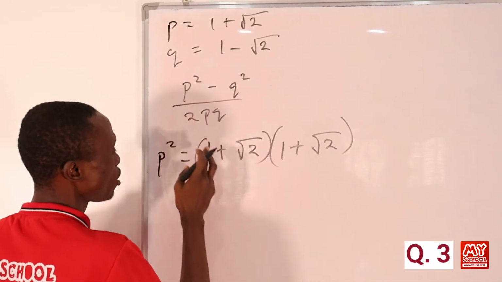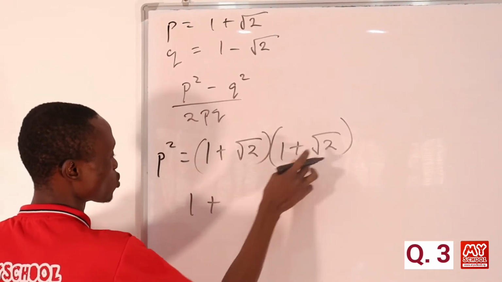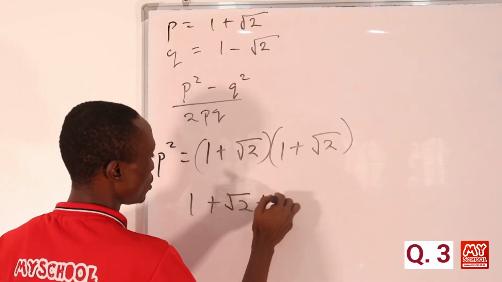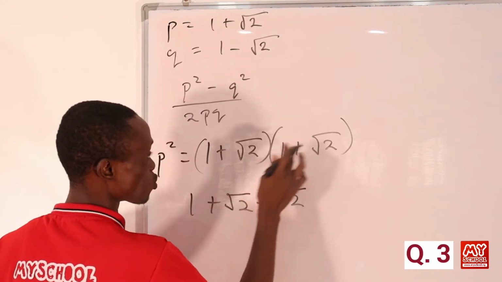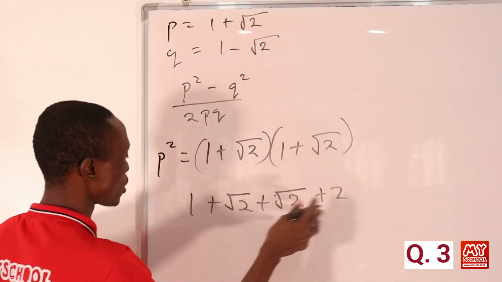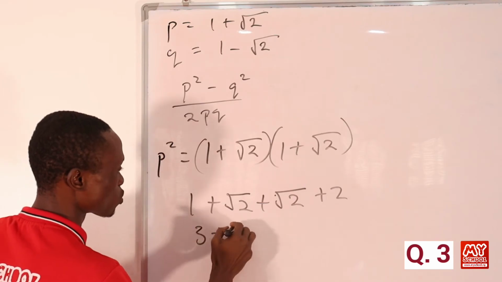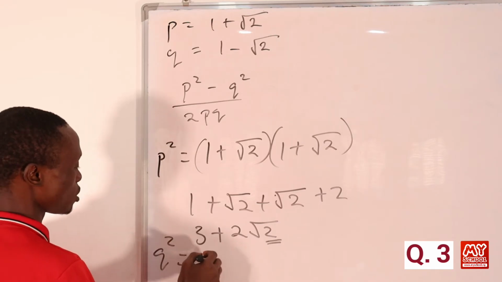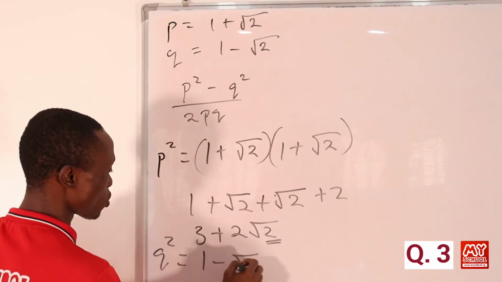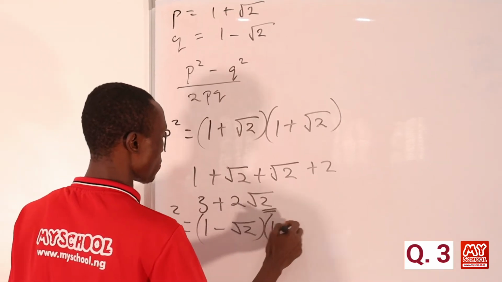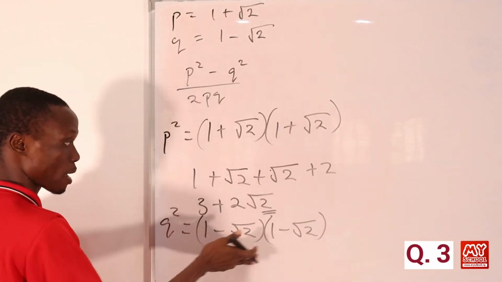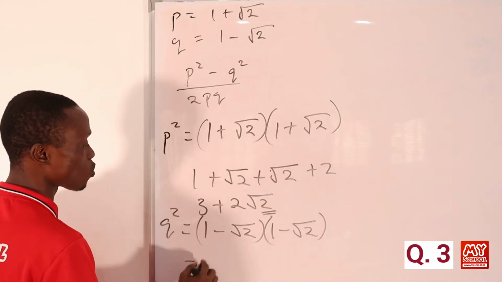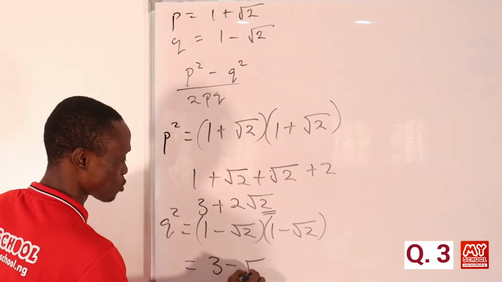Okay, so let's multiply. 1 times 1 will be 1, plus 1 times root 2 will be root 2. Then root 2 times 1 will be root 2 also. Then root 2 times root 2, that will be equal to 2. So this will be equal to 3 plus 2 root 2. Right, so let's do the same thing for q square, which is 1 minus root 2 in bracket, times 1 minus root 2 all in bracket. So if we multiply out, basically these are the same, the only difference is just the sign. So at the end of the day, we are going to be having 3 minus 2 root 2.